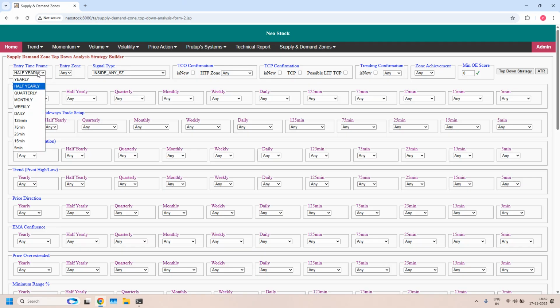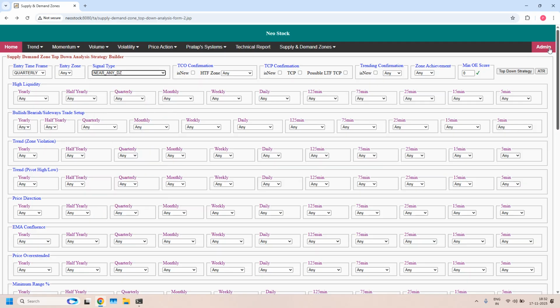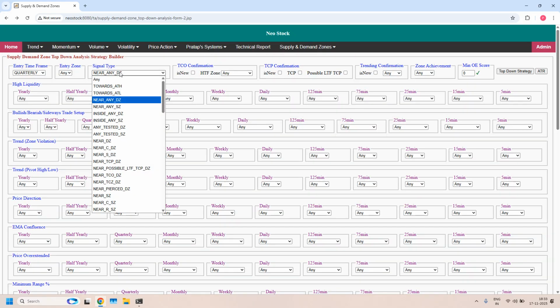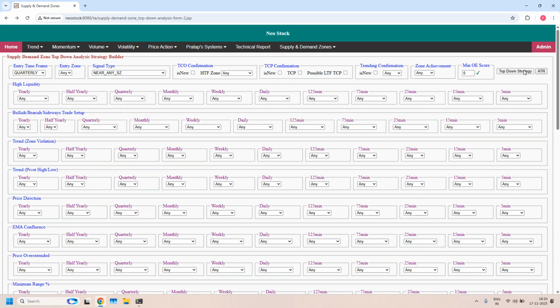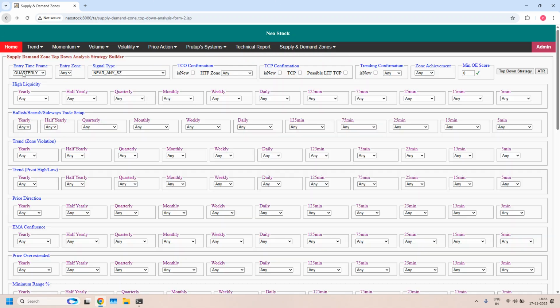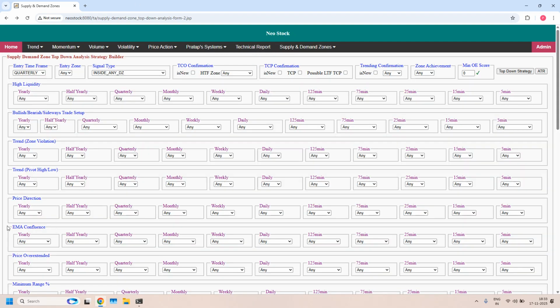Next time frame is quarterly. Stocks near to the quarterly demand zone, 1 stock we got. Next, stocks near to the quarterly supply zone. We got 1 stock. Next, price closed inside the quarterly demand zone. We got 20 stocks. Let's again filter this based on the EMA confluence at the quarterly demand zones.